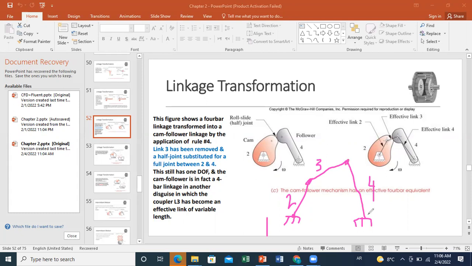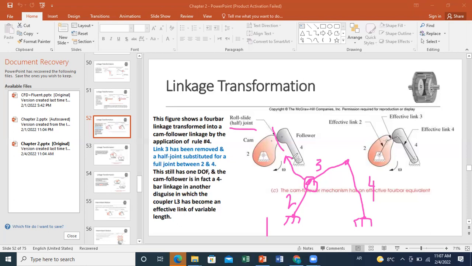However, with the cam follower, the connection between the cam and the follower is not a full joint, it's a half joint, because we have the possibility of rolling and sliding at this level. This is why we say that the first transformation from 4-bar linkage to cam follower system is the replacement of a full joint by a half joint. And this, if you remember, was strategy number 2. So one of the strategies of transformation is to replace a full joint by a half joint.